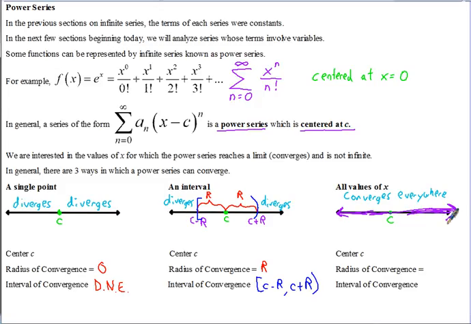So the center is C. The radius of convergence would be infinity, because it goes on forever. And the interval of convergence here would be from negative infinity to infinity, because it converges everywhere. So those are the three possible cases we can run into on these power series problems.